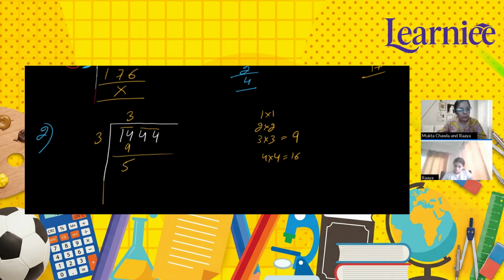Again, we have to double the digit. So I'm doubling 3: 3 plus 3 is 6. So I'm writing 6 here. You have to divide with 6, but we are left with 5. 5 cannot be solved with 6, since 5 is less than 6. So here we need to carry down the pair, 44. In total, we have 544, 3 digits.